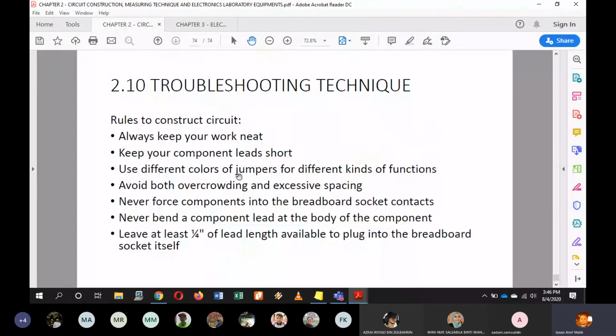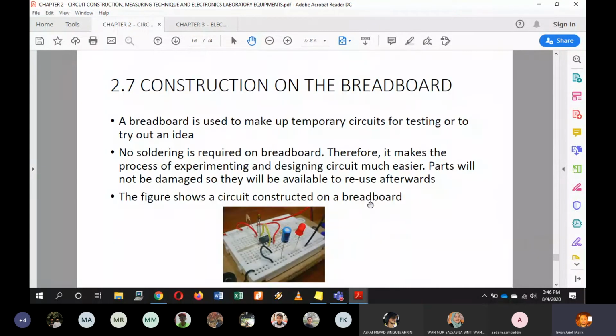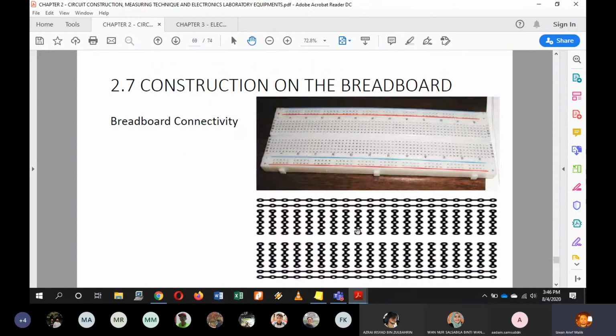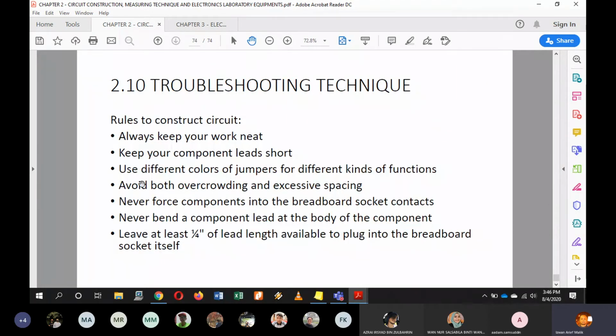Use different colors of jumpers for different kind of function. Okay, macam ni lah. Okay, black is for ground, red is for the one connected to the positive voltage. Okay, yang yellow ni untuk interconnections. Macam tu lah lebih kurang. Avoid both overcrowding and excessive spacing. Okay, jangan terlampau overcrowd, jangan terlampau besar lah.